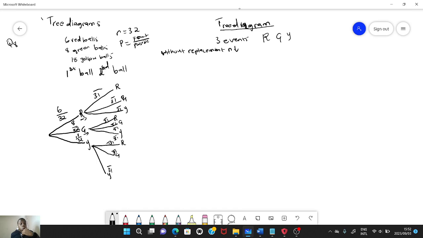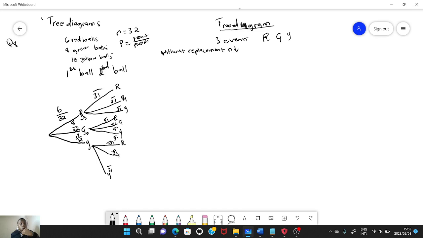You see? So now what happens on the second branch? Now we look at this branch. So what happens at this branch is that we have 31. You see? So we know the reason why we have 31. Now this branch is rooted from what? It's rooted from G. Since it's rooted from G, it tells you that we have taken a green ball. That's why now we have 31, right? Meaning we haven't touched the red balls and we haven't touched the yellow balls. We only took one green ball.